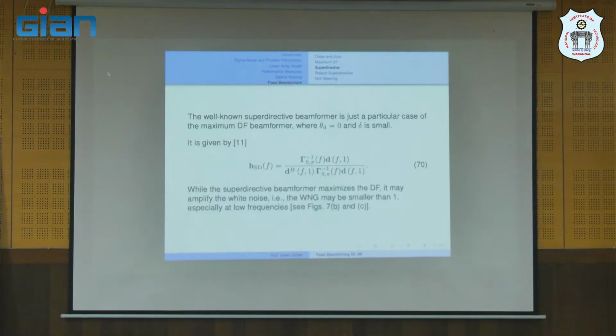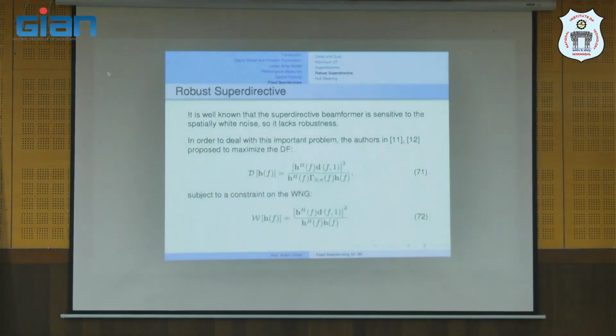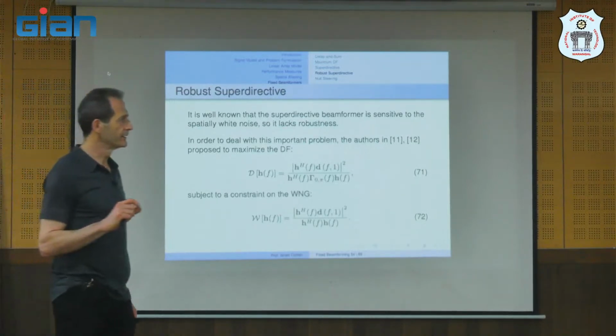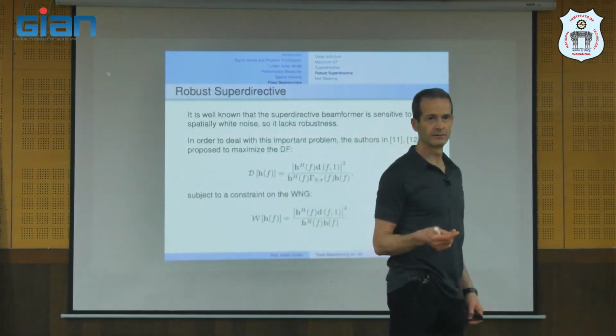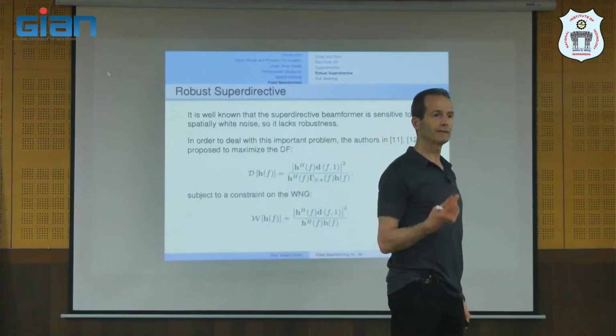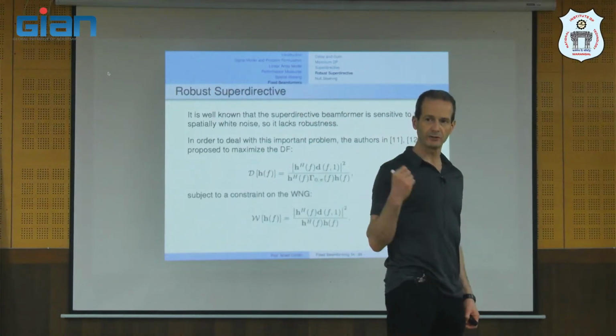So this is the super directive beamformer. Now we understand. Okay? So it's very nice. And then we can move on to robust super directive. Actually, we can talk about robust anything: robust maximum directivity factor, robust. Robust means that when we estimate some information, the design will be robust to error in that information.